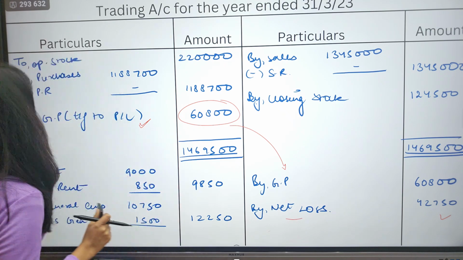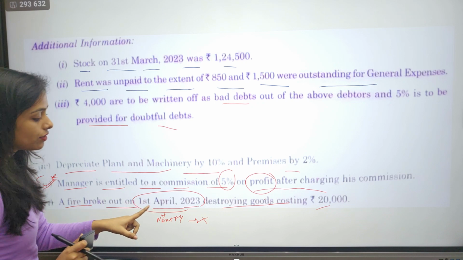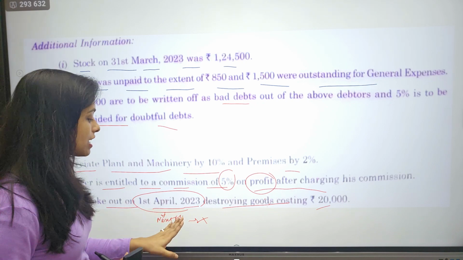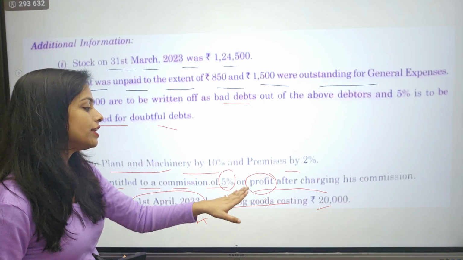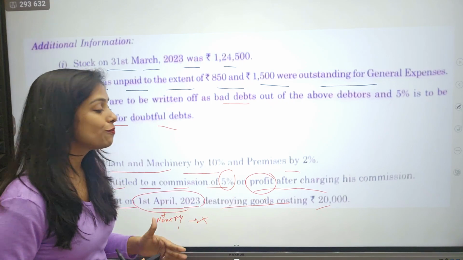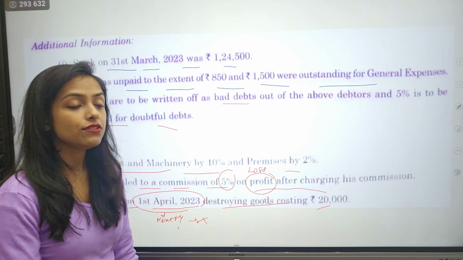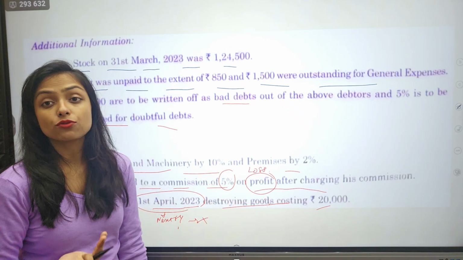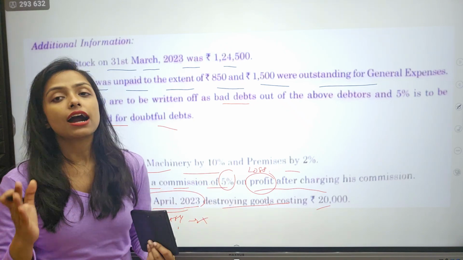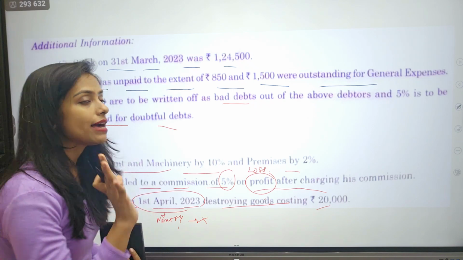2 points we ignored over here. One was this, because this was happening in the next financial year, and second we ignored this point because instead of profit we are getting loss in this case. Clear? We have ignored both of these points. That means what, my whole question is complete now. I can move forward to match my balance sheet.